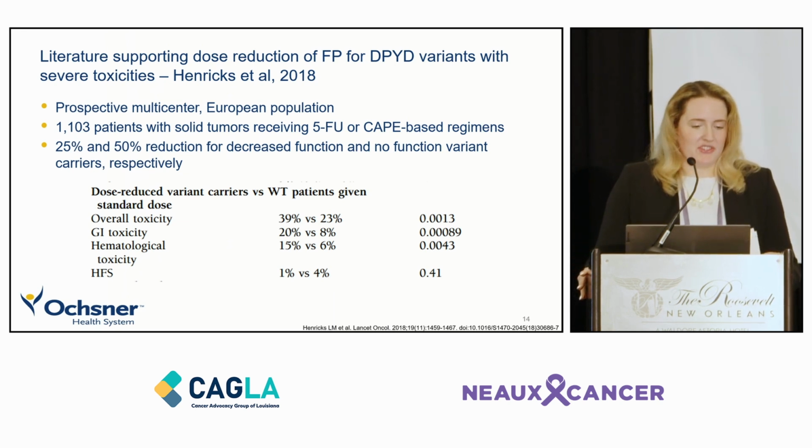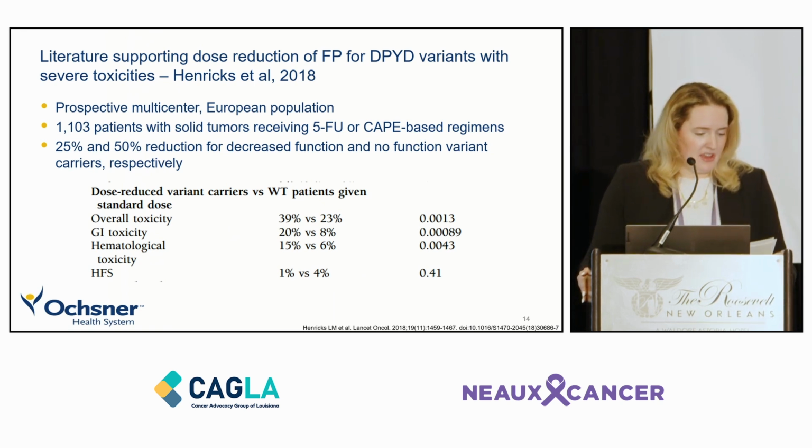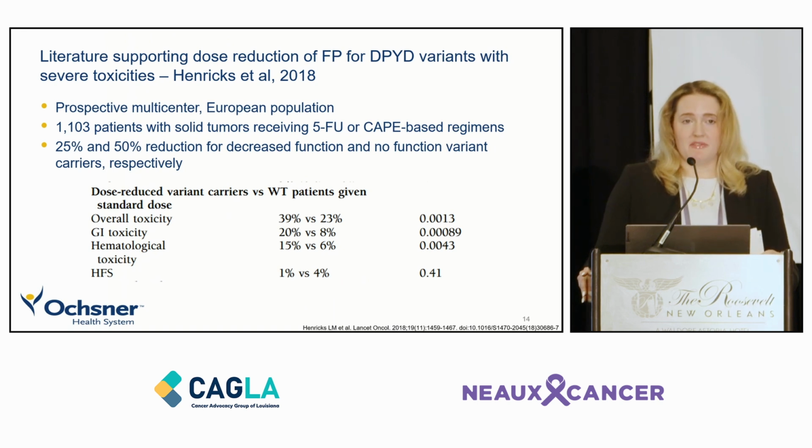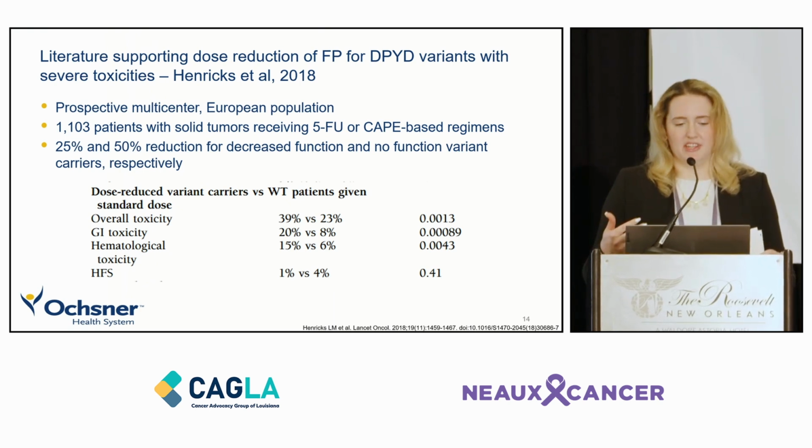Again, very similar study design. What's a little bit different about this study is that they used either a 25% or a 50% reduction, depending on which variant the patient carried. So for the STAR 2A and another variant, they used 50%, but for 2 of those that instead of a full reduction of function have just some reduction of function, they chose a 25% dose reduction to match what they expect the patient's DPD enzyme activity to be.